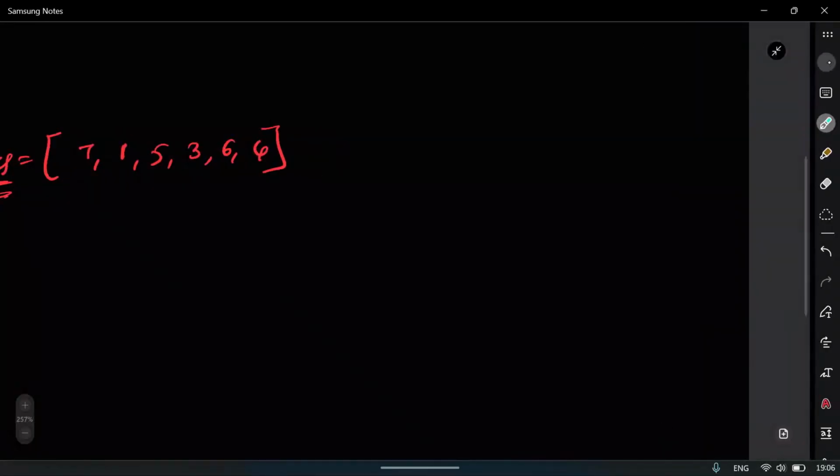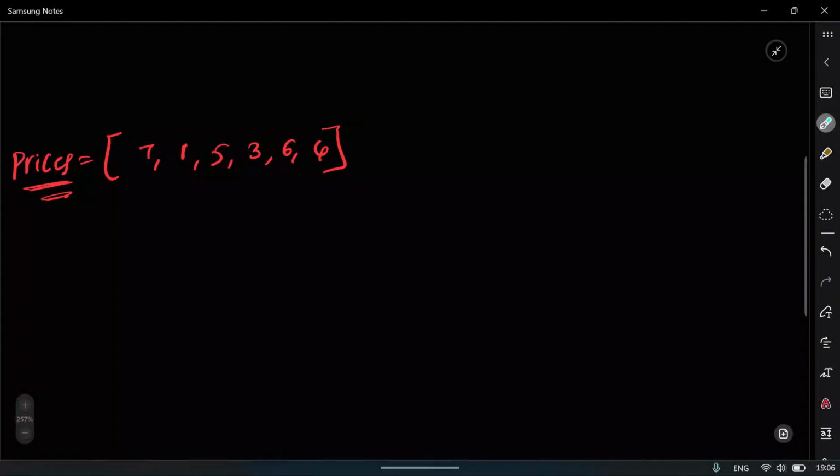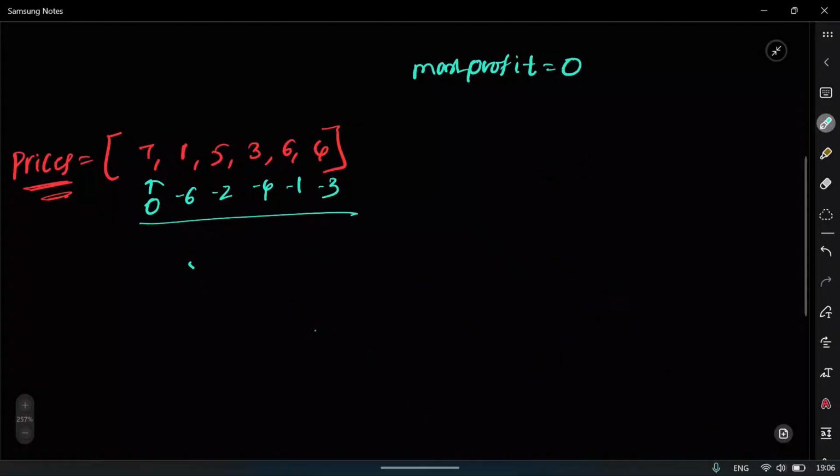Initially, the most brute force way is to figure out what is the maximum profit when I buy here. When I buy and sell on the same day, I'm gonna get a profit of 0. But when I sell at day 1, I'm gonna get a loss of -6, and here -2, and here -4, -1, and -3. Among all these, the maximum profit that I can note is 0, right? Therefore I'm gonna move further, as we're done with day 0.